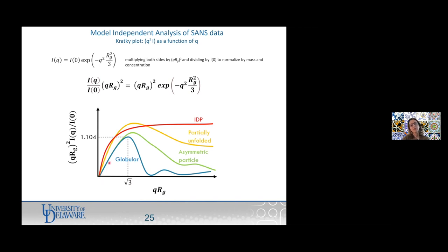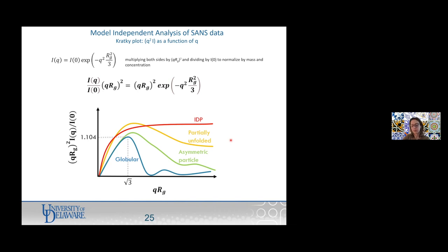So if the Guinier equation is not valid, or if your protein is not quite globular, there'll be deviations from this behavior. So if your protein is asymmetric, for example, there'll be a deviation to the right, if it's partially unfolded as well, or even an intrinsically disordered protein. So you can imagine, for example, heating up your sample and watching it unfold, or applying pressure and watching it unfold, or changing the pH and watching it unfold. And all this you can do directly from your data, even if you don't have a structure for it.